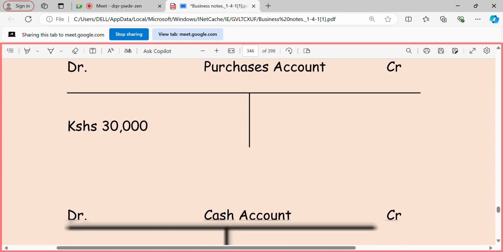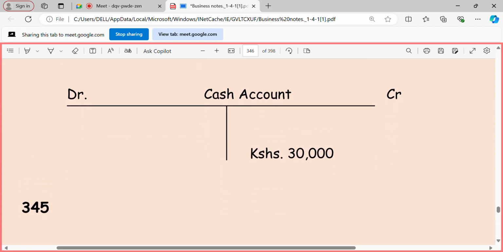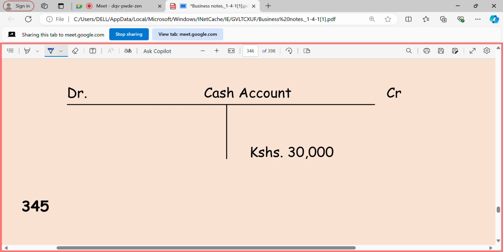So you're going to have your ledger account, you write the title purchase account, then debit side, credit side. Then on the debit side, you are going to have the 30,000. And the reason why you are having that is the purchase. So on the side of the purchase, you're going to have 30,000. Then on the creditors account, you'll credit also the same 30,000, and the examples should be below here. You can easily see them.